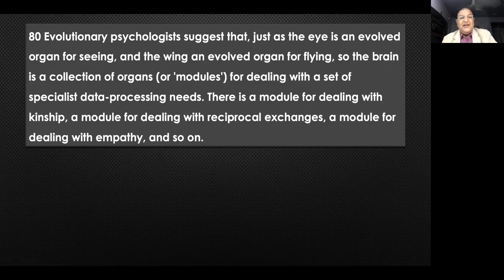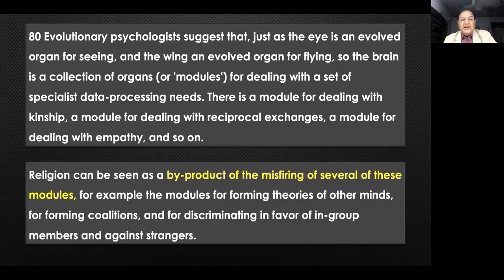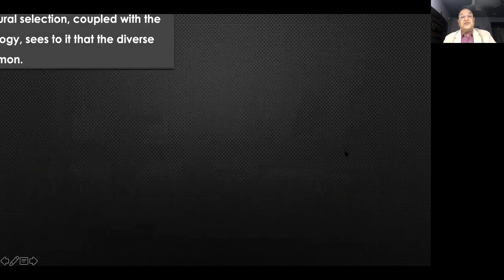There is a module for dealing with kinship, a module for dealing with reciprocal exchanges, a module for dealing with empathy, and so on. So religion can be seen, according to him, as a byproduct of the misfiring of several of these modules. For example, the modules for forming theories of other minds, for forming coalitions, and for discriminating in favor of in-group members and against strangers. So thinking that what my religion thinks is right and what your religion thinks is wrong is a different kind of module, and religion is a byproduct of misfiring of these modules. That's what he argues.